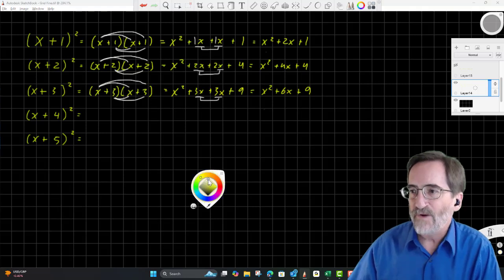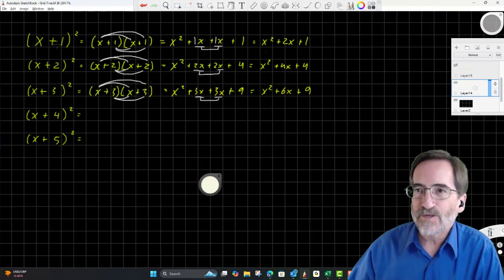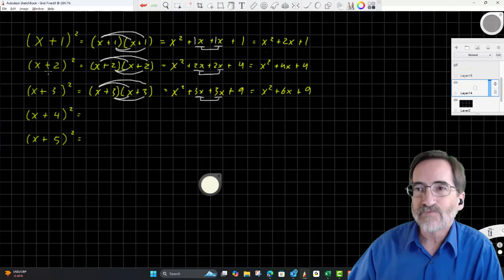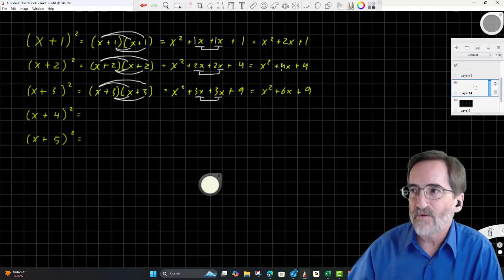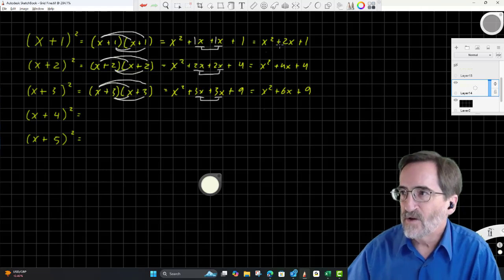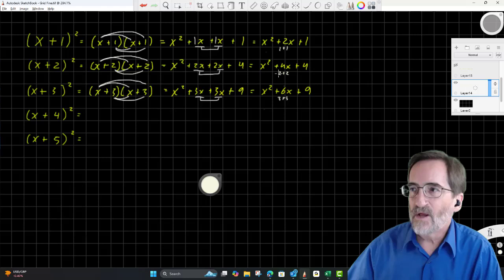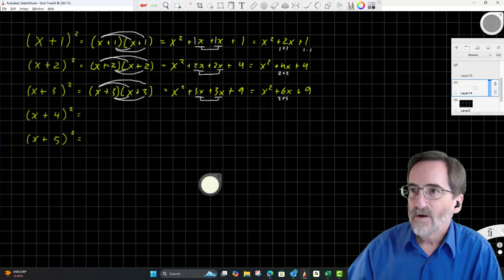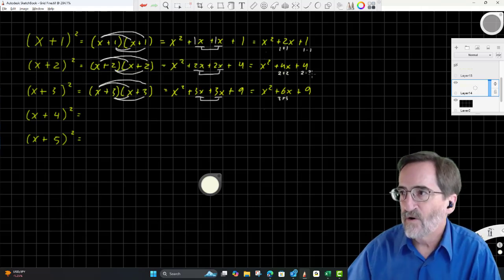Okay, now for pattern recognition. Notice when we did x plus 1 squared, we ended up adding 1x and 1x to make 2x. When we did x plus 2, we ended up adding 2 plus 2 to make 4x. When we did x plus 3 squared, we added 3 plus 3 to get 6x. So 2 was 1 plus 1. 4 was 2 plus 2. 6 was 3 plus 3. Likewise, the last term, 1 times 1 is 1. 2 times 2 is 4. 3 times 3 is 9.